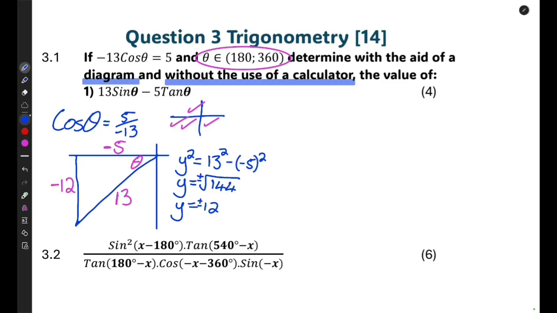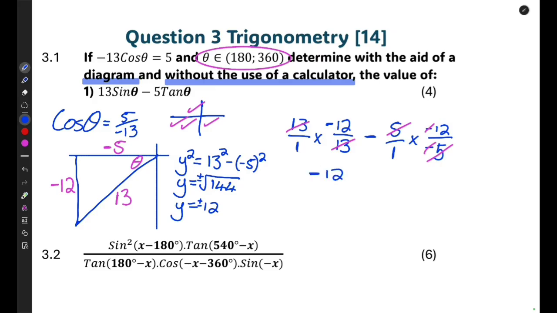Okay, now I can answer the question. So I'm going to write it as 13 over 1 times sine. Sine is opposite over hypotenuse. That is going to be minus 12 over 13. Then minus 5 over 1, and then times tan, which is opposite over adjacent, so minus 12 over minus 5. You can type this in your calculator, or you can just say the 13s cancel, the 5s cancel, these minuses also cancel, and now I just need to check what's left over. There's a minus 12, and then there is a minus 12. So the final answer is minus 24.